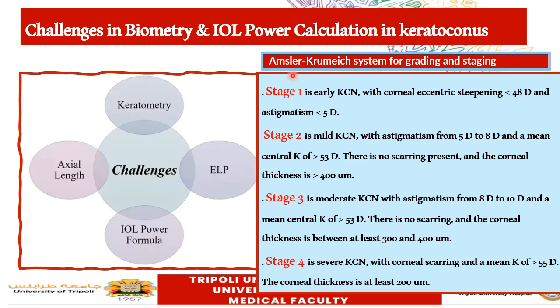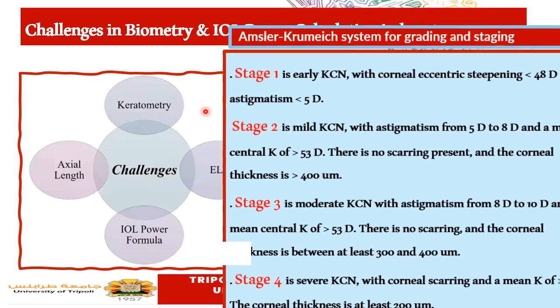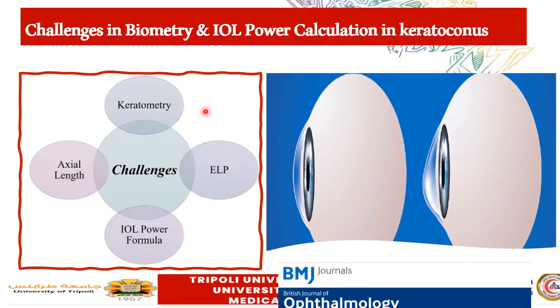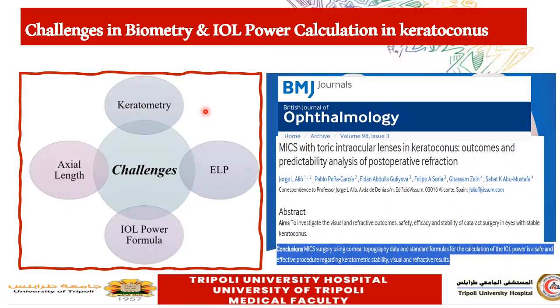So the Amsler-Krumeich system for keratoconus grading ranges from stage 1 to stage 4. Up to stage 3, where there is no corneal scarring, this patient may benefit from cataract surgery. And actually, various studies demonstrate a significant improvement in the visual quality of the patients after cataract surgery. Of course, various measures should be taken preoperatively as far as the wound construction, the location of the wound, and the healing process that this patient might suffer after cataract surgery.